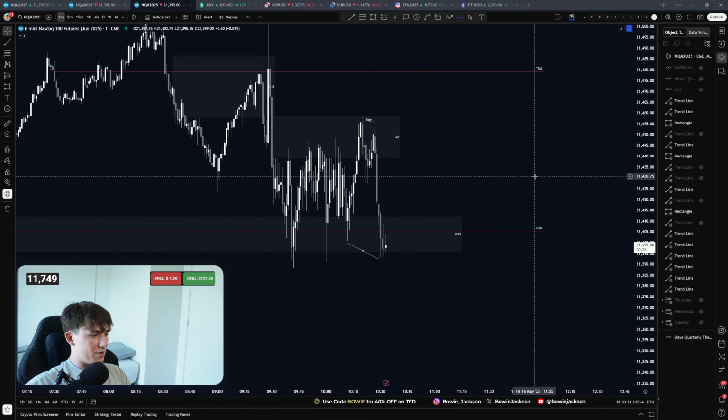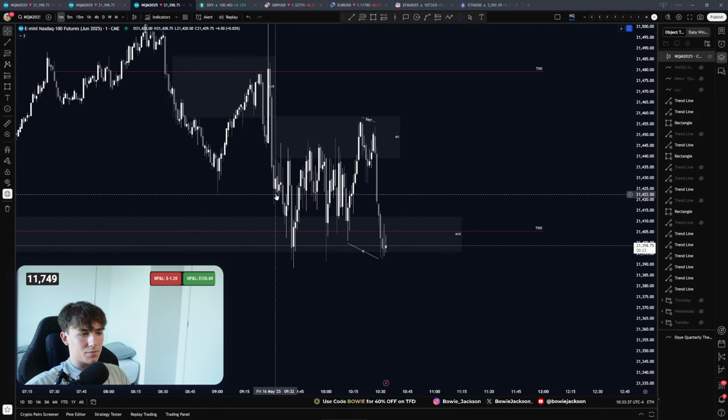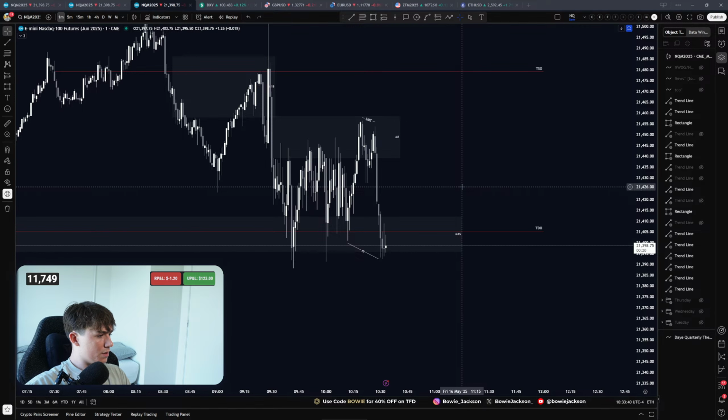Did you enter right on market open? I don't really remember. Somewhere right here in the middle of this consolidation, I think. I'm not sure.